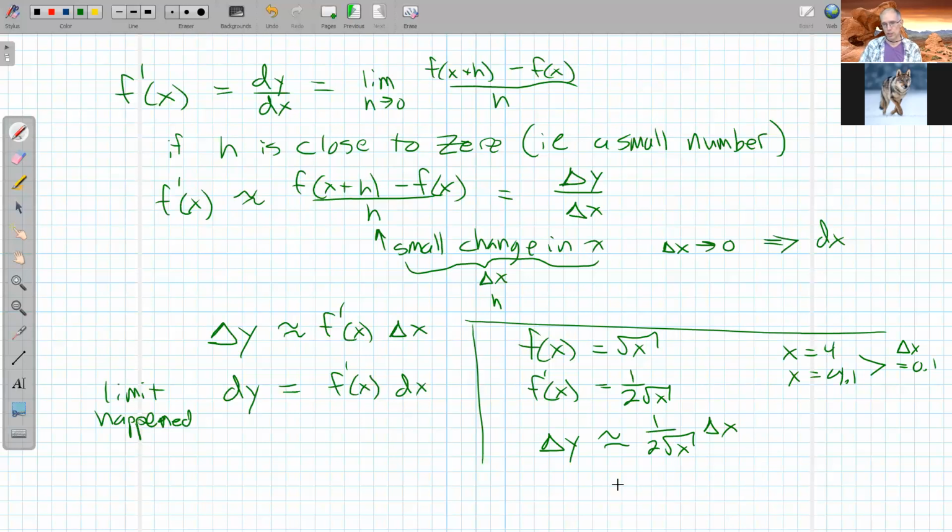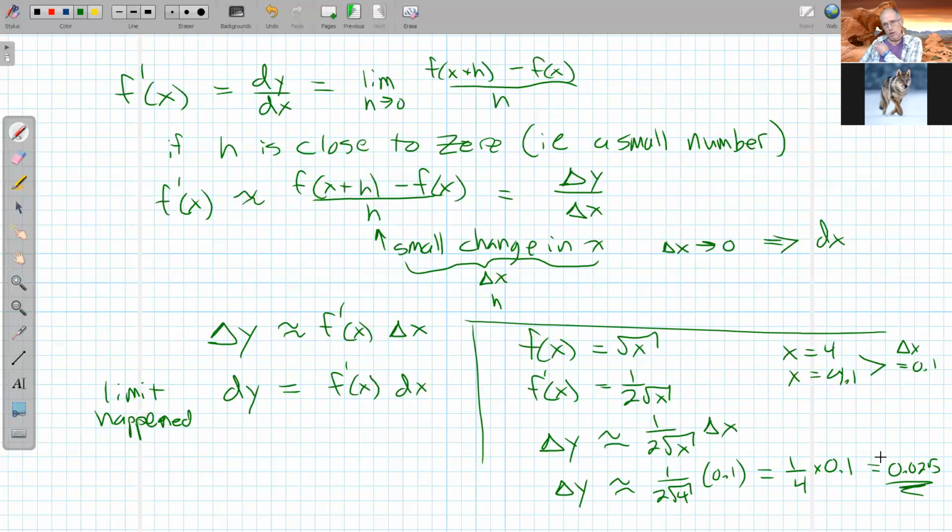So putting that over here, I can find the change in y, which should be approximately 1 over twice the square root of 4 times that change in x, 0.1, which gives me 1/4 times 0.1, which was that 0.025 I calculated earlier. So that's the change in y. So that's the idea of applying differentials.